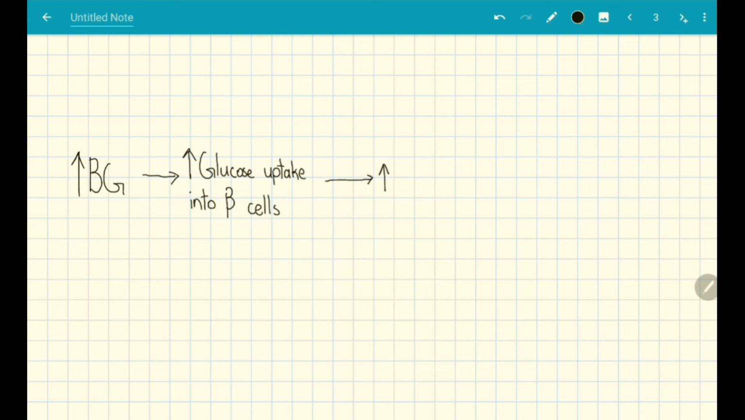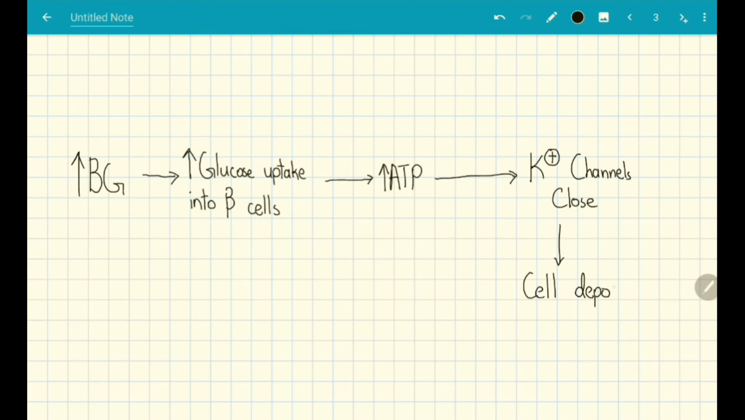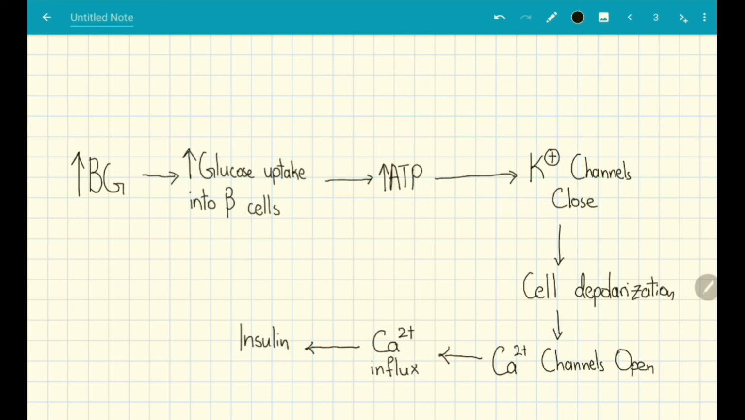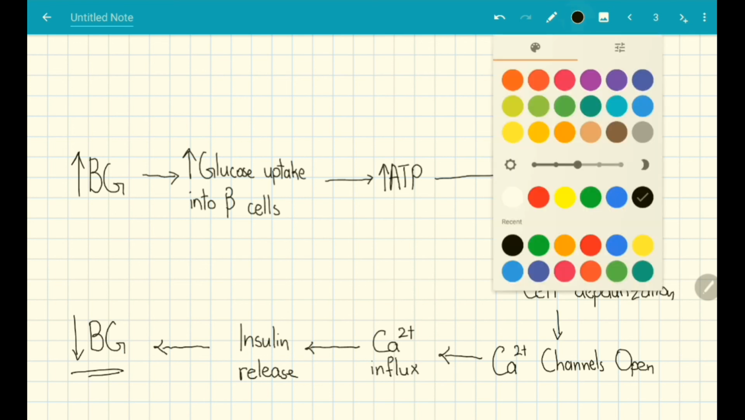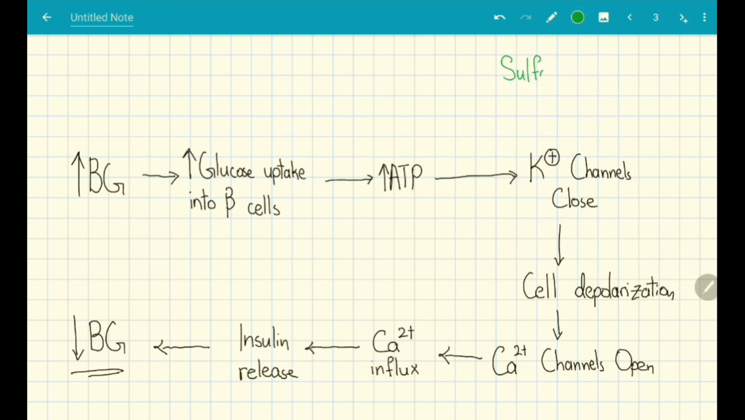So, to summarize what we just went over, an increase in the blood glucose of the body will cause an increase in glucose uptake into beta cells, resulting in more ATP in the cell. This ATP will bind to potassium channels, causing them to close. This triggers depolarization of the cell and opens the calcium channels. An influx of calcium causes insulin release, which results in a blood glucose lowering effect. Sulfonylureas lower blood glucose by acting on the potassium channel section of this flowchart.